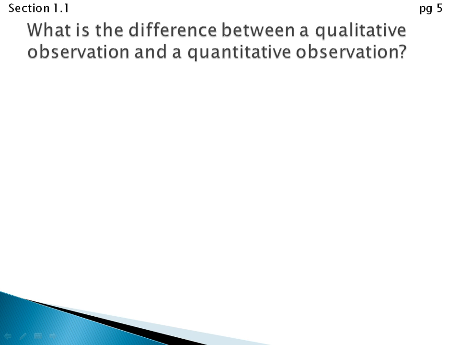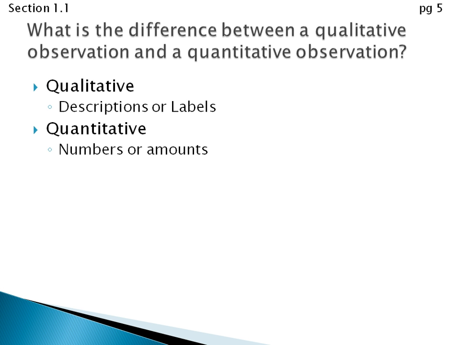First of all, the first thing on the study guide is: what is the difference between qualitative observations and quantitative observations? Taking a look at it, qualitative observations are descriptions or labels, while quantitative observations are numbers or amounts. The easy way to remember is that qualitative has an L in it, which means labels, while quantitative has an N in it, which means numbers or amounts. That's a way to remember which one is which, looking at the letters in there.